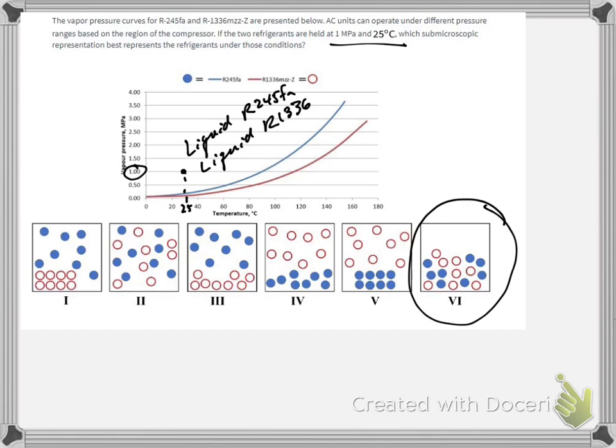So that would be item 6. We see two liquids. They're mixed apart. They don't have a fixed, they're not solids and they're not gases. Liquid-liquid. Now we could take a look at these other regions.